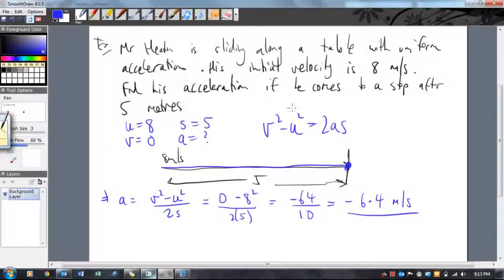Just another point before I leave you: make sure everything's in common units. Meters per second here, and we've got 5 meters here. If they were in different units, be really careful to change those. Any time or acceleration, everything must be in the same units. Be really, really careful. And that's it. Enjoy.